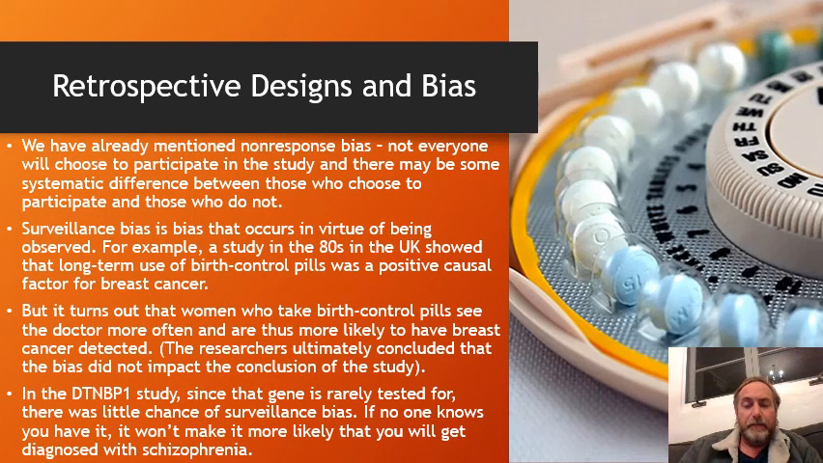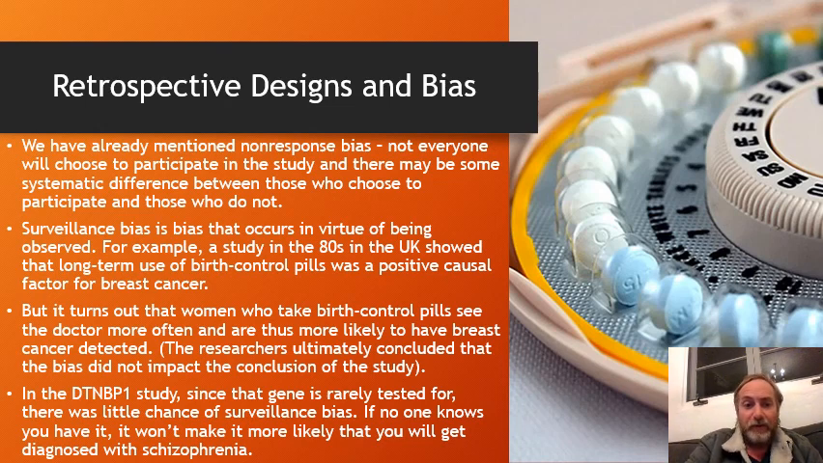So, ways that bias can creep in. We already mentioned non-response bias. It's a voluntary study, so not everyone's going to choose to participate, and maybe there's some systematic difference between people who would choose to participate and those who would not, right? Other kinds of biases include surveillance bias. That's something that happens when you're being observed, right?